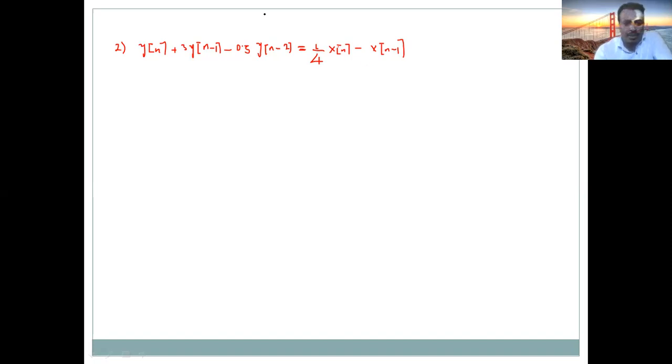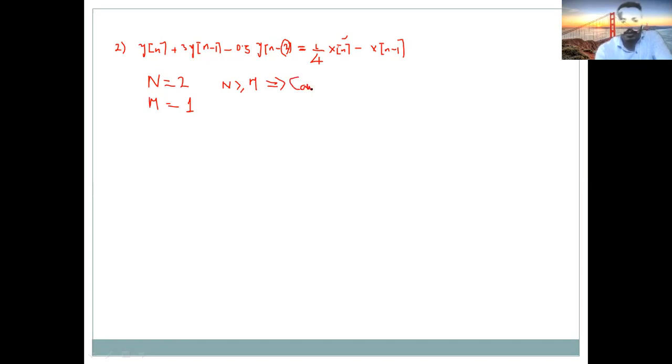So what is the value of N here? N is now 2. So the output is delayed up to what? Up to 2: n minus 1, n minus 2. So the maximum delay will be 2. How about M? M is for the input. The input is delayed up to only a maximum of 1. So M is 1. Here you see N is greater than or equal to M, so our system is causal.